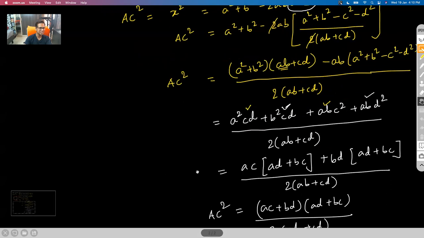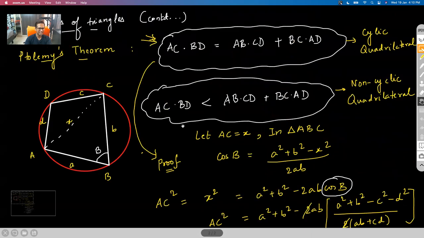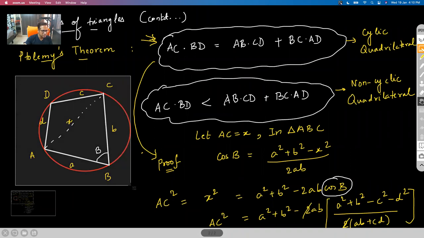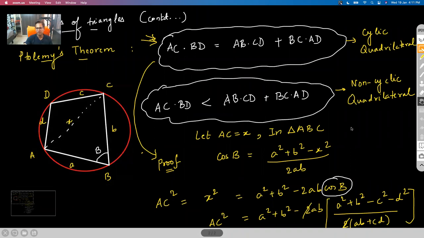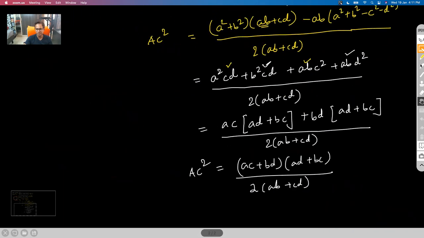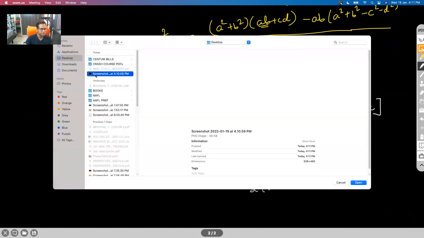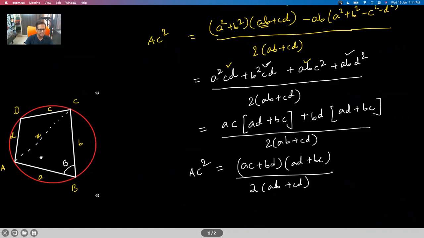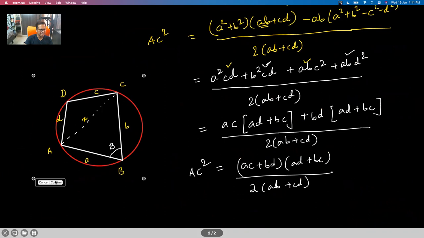Look at the figure. AC square, I'll just copy the figure once again so that we can see it clearly down also. So let me take this figure and copy over here. Look at this figure. This is your AC square.